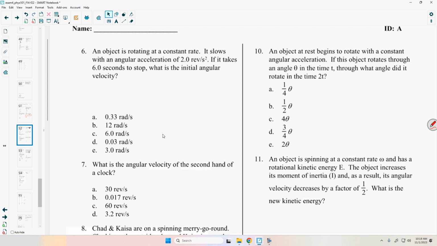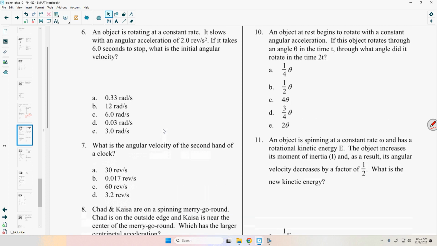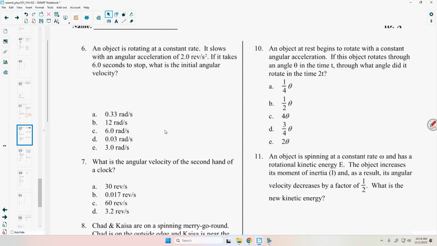No. Let's do this one there. Actually, quite a few of these problems are from chapter 7. An object is spinning at a constant rate. It slows. That's important. It tells me that alpha is equal to -2 revolutions per second squared. And it takes 6 seconds, so t is equal to 6 seconds. And the final angular velocity is 0. And I want to know what omega naught is equal to.